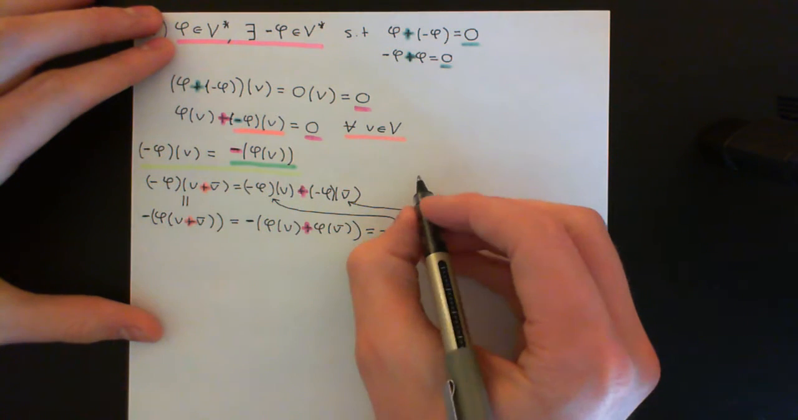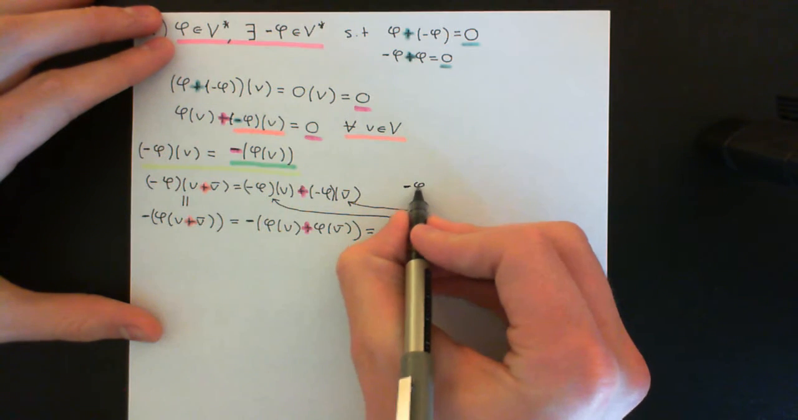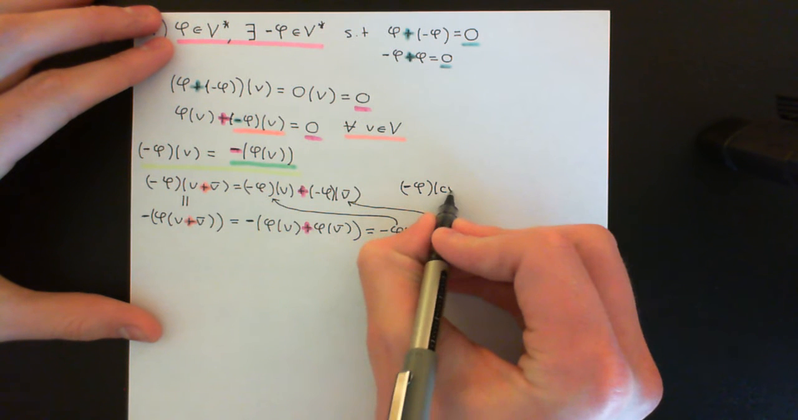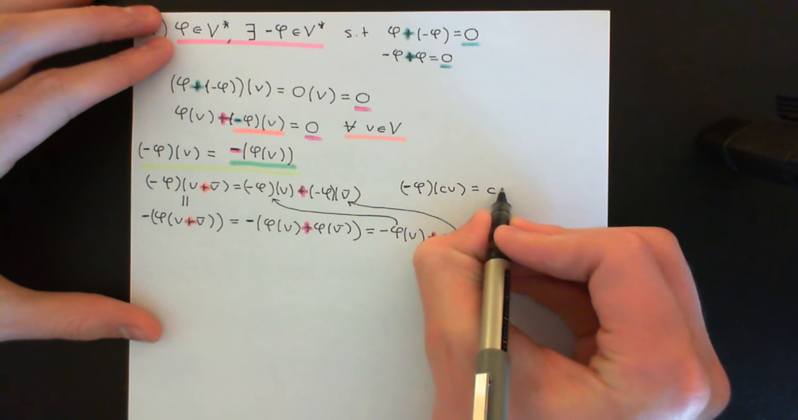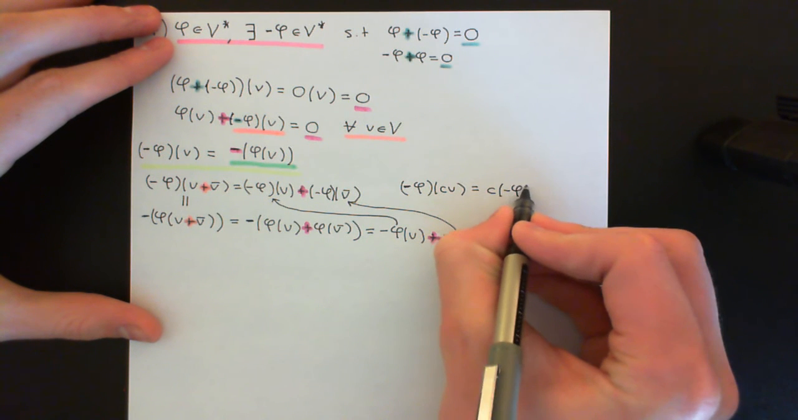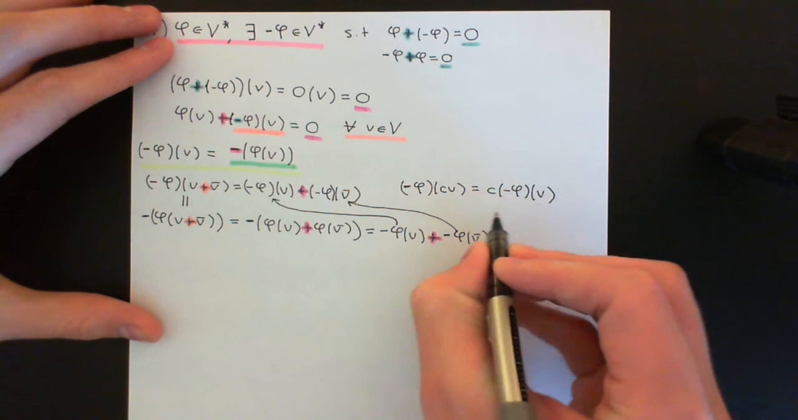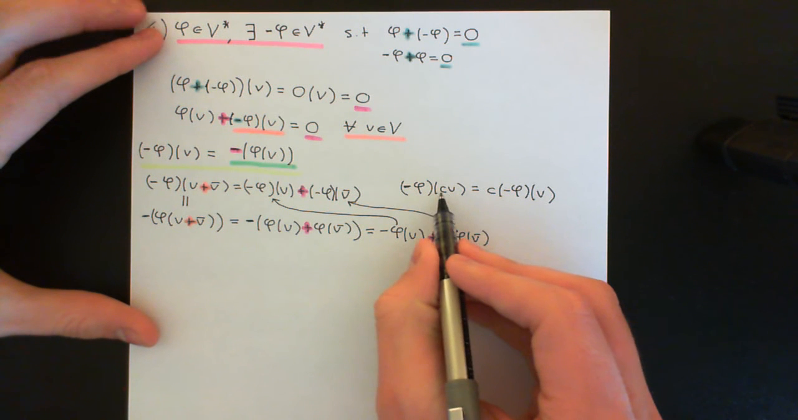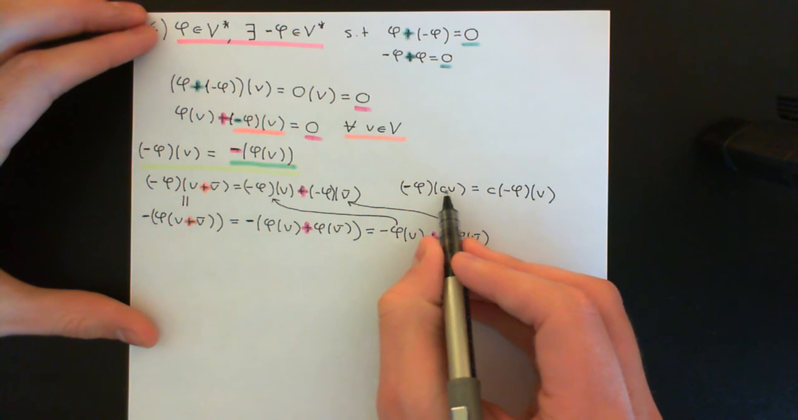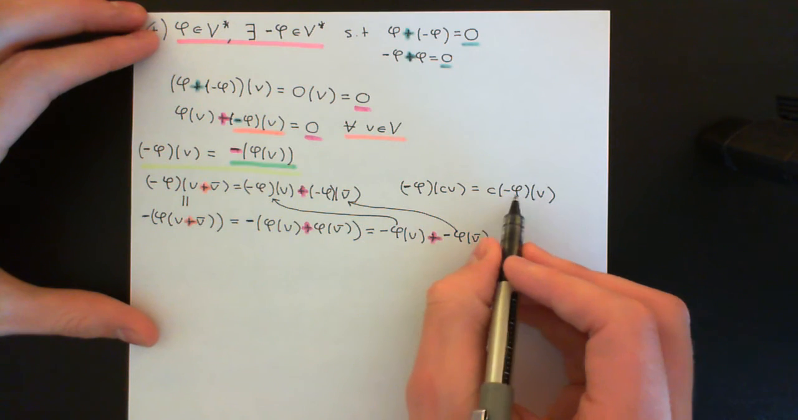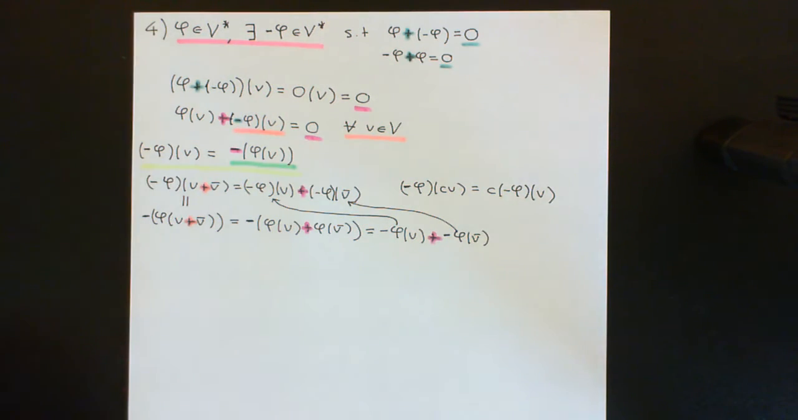The next thing we need to check, of course, is that negative phi of c times v is the same as c times negative phi of v, like so. It shouldn't matter whether you first scalar multiply and then apply the mapping, or you first do the mapping and then scalar multiply.